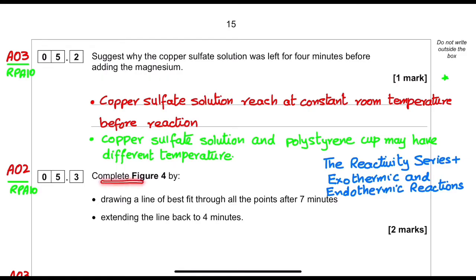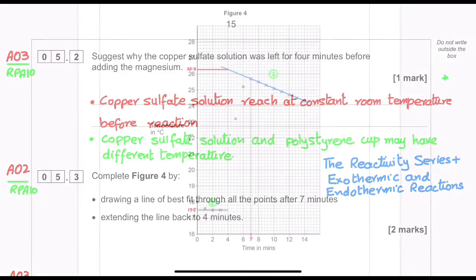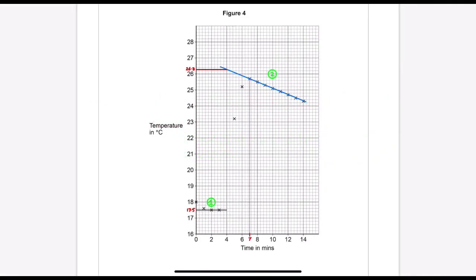We need to use figure number 4 and student need to draw the line of best fit from all the points after 7 minutes and need to extend the line back to 4 minutes. Let's see the figure number 4. In the figure number 4, the time is along x-axis in minutes and the temperature is along y-axis. If we see here, after 7, these points are given.